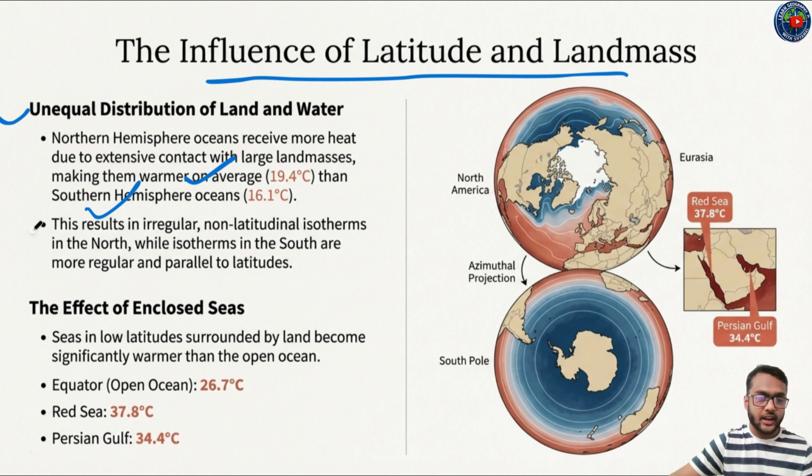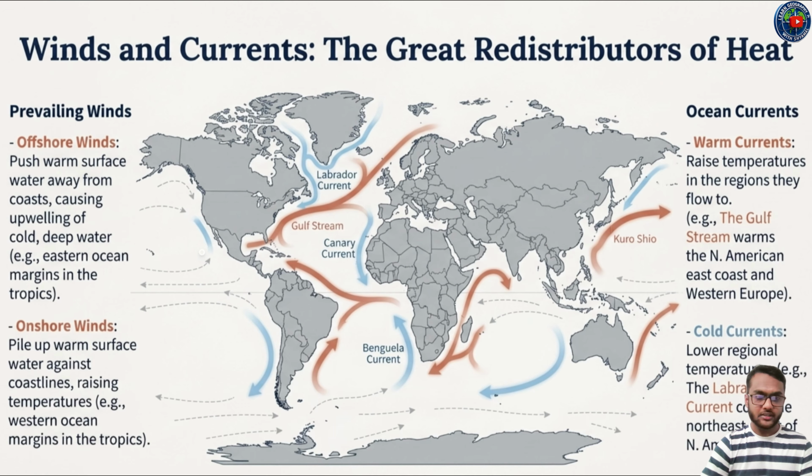This results in irregular, non-latitudinal isotherms in the north, while isotherms in the south are more regular and parallel to latitudes. The effect of enclosed seas: seas in low latitudes surrounded by land become significantly warmer than the open ocean. Equatorial oceans are 26.7 degrees Celsius, the Red Sea is 37.8 degrees Celsius because it's surrounded by land, and the Persian Gulf is 34.4 degrees Celsius. This is the influence of latitude and land masses.